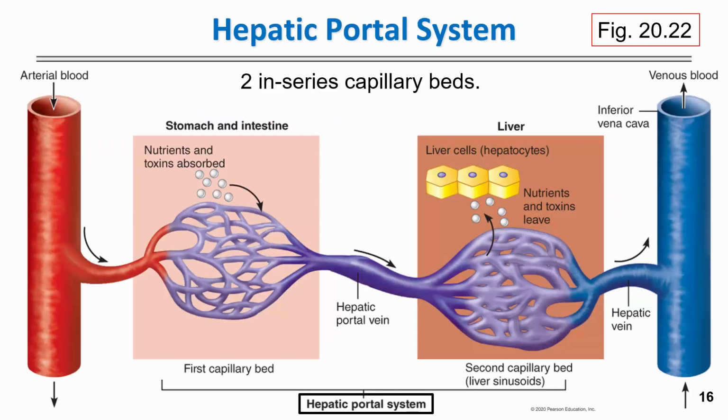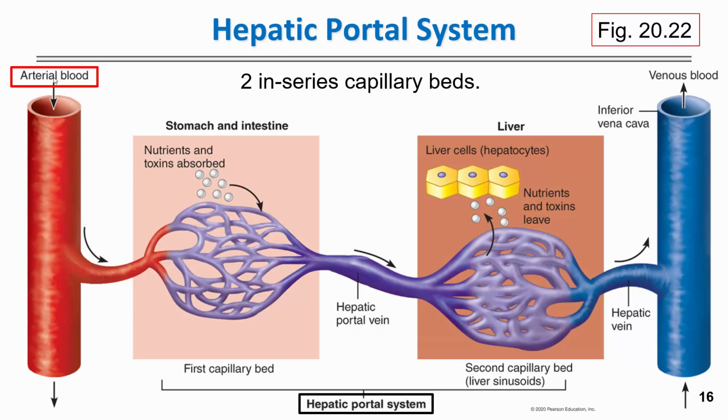A unique portion of the circulatory system is the hepatic portal system. Hepatic referring to the liver, and the portal system is defined as a portion of the cardiovascular system that has two in-series capillary beds. And we'll start here on the left-hand side.